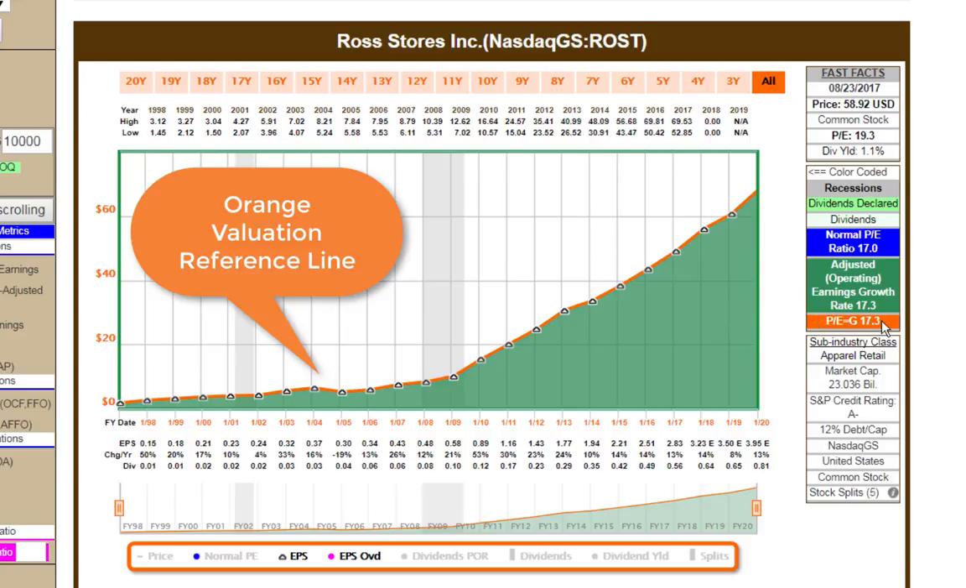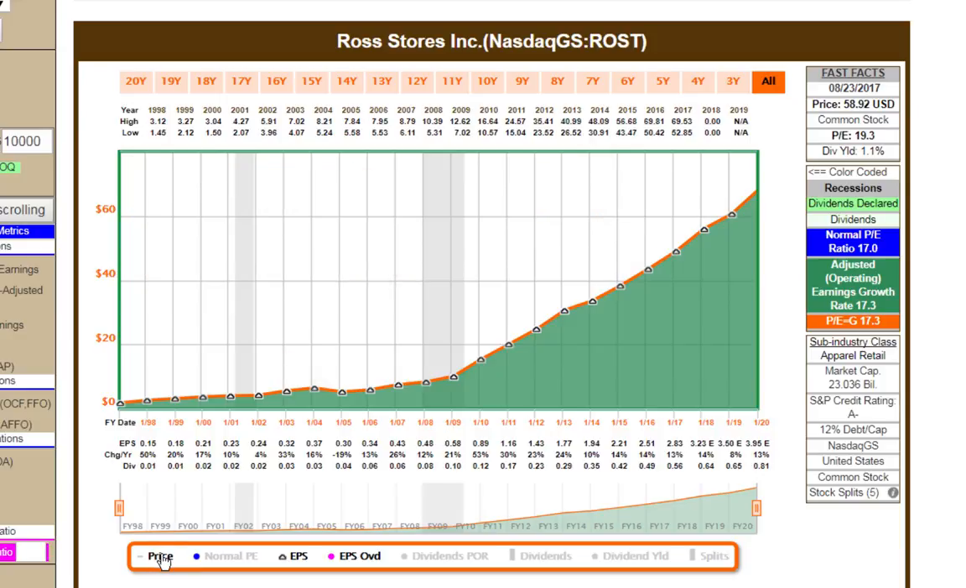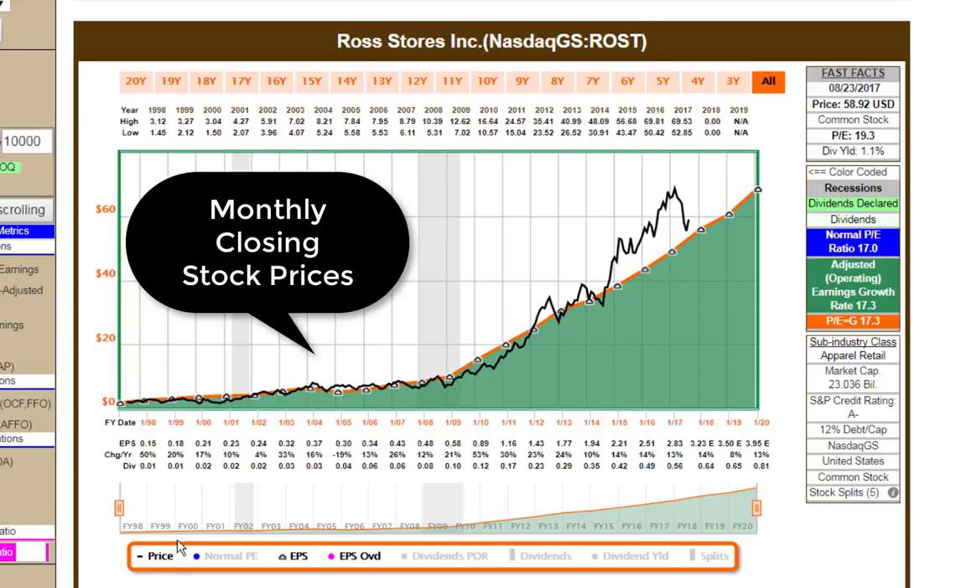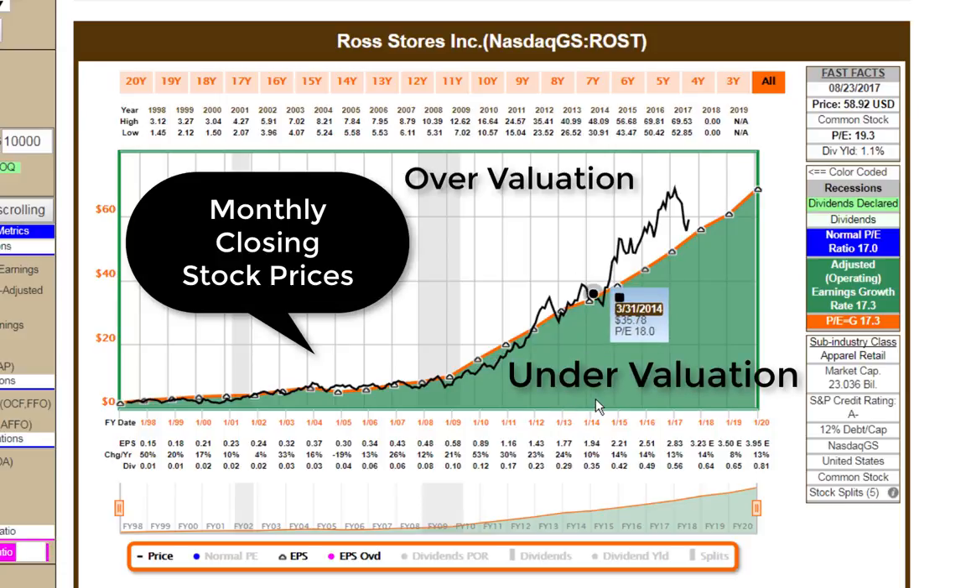When growth is high, like it is with Ross Stores here, we'll use the formula P equals growth rate. So in this graph, this orange line is a PE ratio of 17.3. What's important is this is a valuation reference, because when I add monthly closing stock prices, which is the black line on the FastGraph, I want you to notice in this quintessential example that the price tracks that orange line in the long run, and it's only over short periods of time where it gets separated from the valuation reference line, and that would indicate overvaluation when it's above the line, undervaluation when it's below the line.